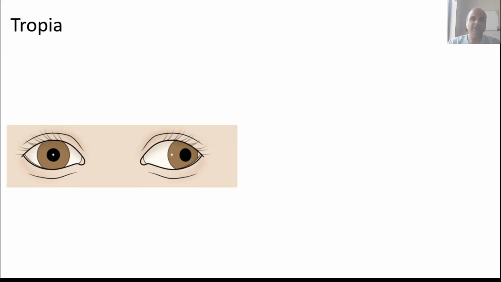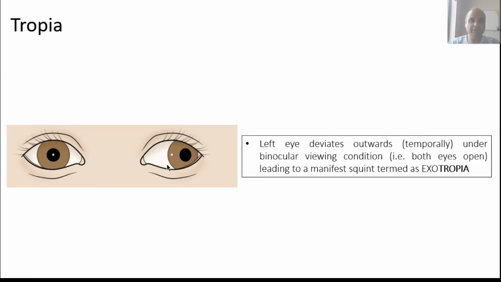It's called this test to see the amount of deviation. Again, you can do that. You can see the video of evaluation of squint or strabismus in which we talk about this test. This is basically to see the amount of deviation. But right now, for our purpose, you can see that both eyes are not aligned to one another. The left eye is deviating outwards, which is called exotropia.